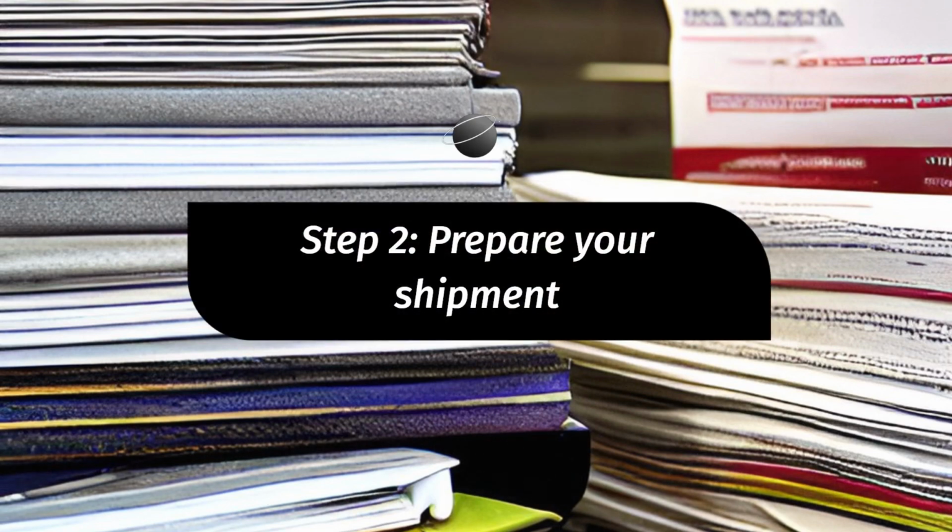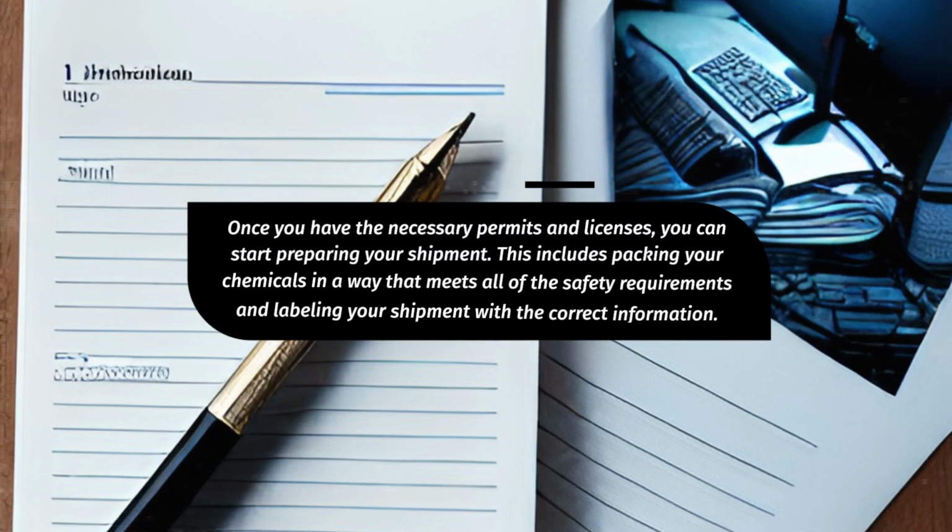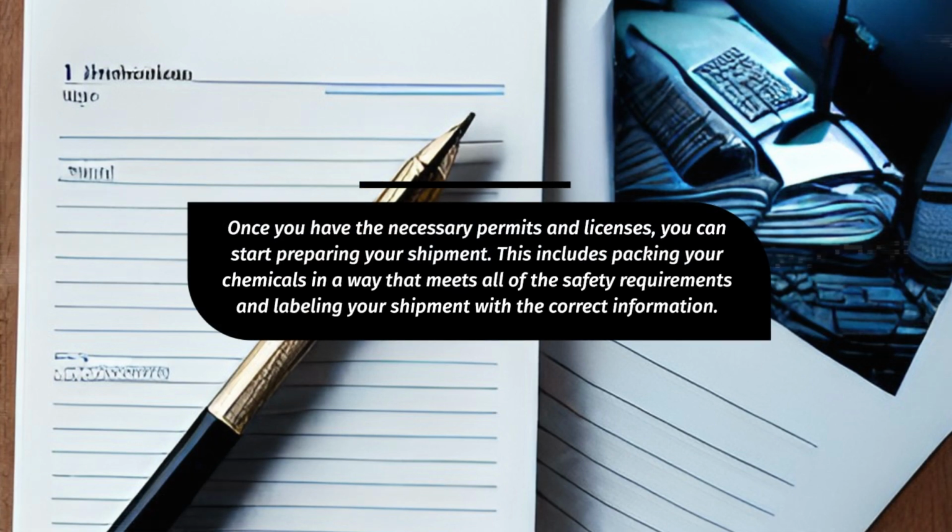Step 2. Prepare your shipment. Once you have the necessary permits and licenses, you can start preparing your shipment. This includes packing your chemicals in a way that meets all of the safety requirements and labeling your shipment with the correct information.